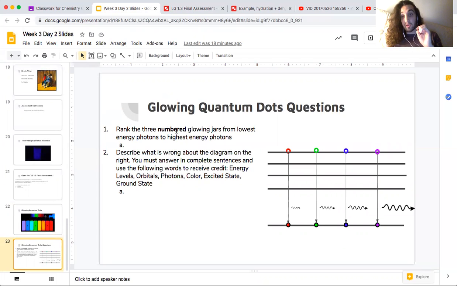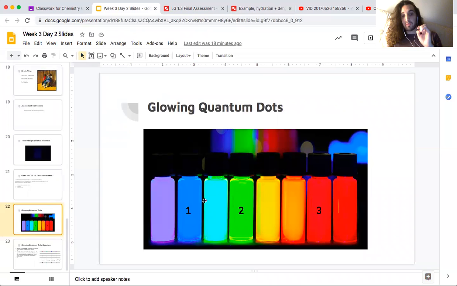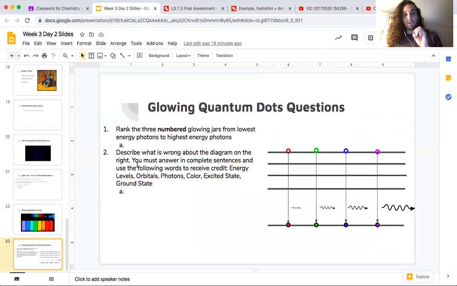So we're ranking the numbered vials. When I'm talking about the numbered vials, I mean these vials up here. The number two doesn't need the picture from the previous slide at all. You can just look at this picture over here. Describe what is wrong with the diagram that you see. You've got to use a lot of sentences. I'm thinking probably around 4 or 5 to fully explain this really well. And you've got to use these vocab words that we know what they mean, right? We've been practicing them all day.